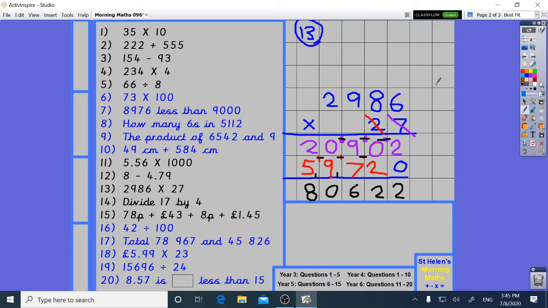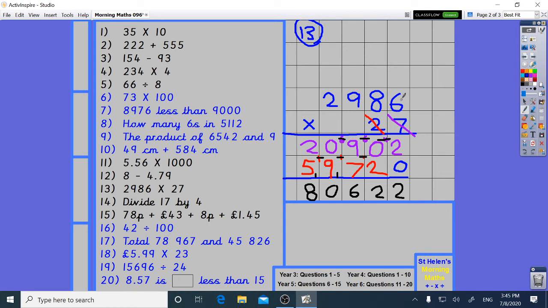Right, I'm doing some different checks. If I estimated 3,000 times 30, this is just an estimate to see if I'm roughly correct. 3 times 3 is 9 and 4 zeros. That says it should be something like 90,000. Well, I've got 80,622. So, yep, that is close enough. That suggests I'm okay.